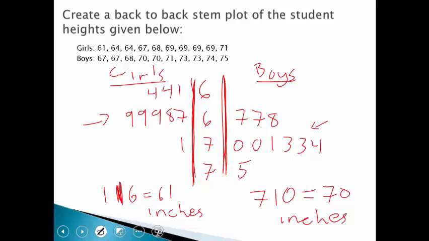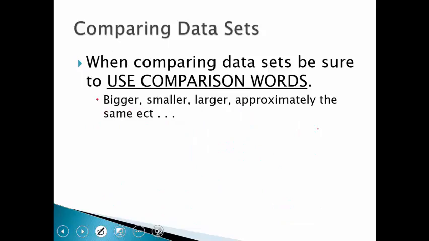The range for the boys looks like it's 8 inches versus the girls, which is 10 inches. So the girls have a larger range in heights than the boys for this particular class. So if you're going to compare two data sets, just make sure that we're using comparisons.